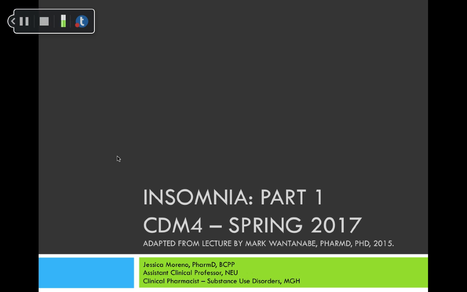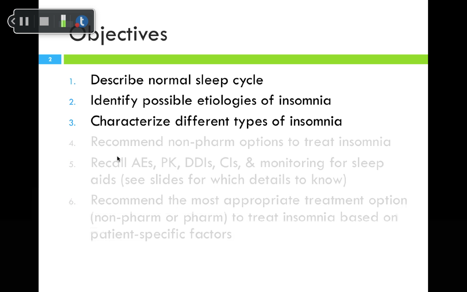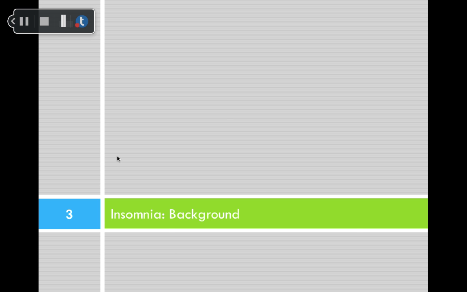The focus of this lecture will be on insomnia. The objectives for the overall insomnia lecture are listed below, and there are 6 of them. For the purposes of this pre-recording, we'll focus on just the first 3. So by the end of the lecture, you'll be able to describe a normal sleep cycle, identify possible etiologies of insomnia, and characterize the different types of insomnia.